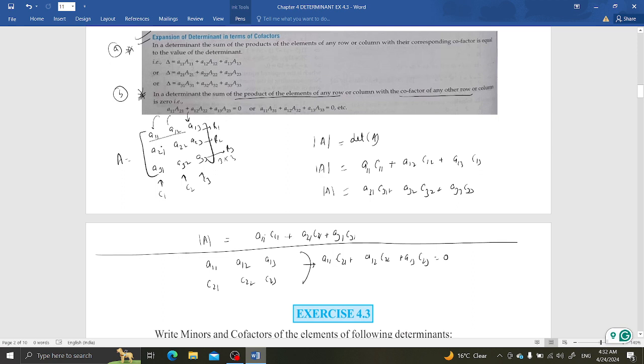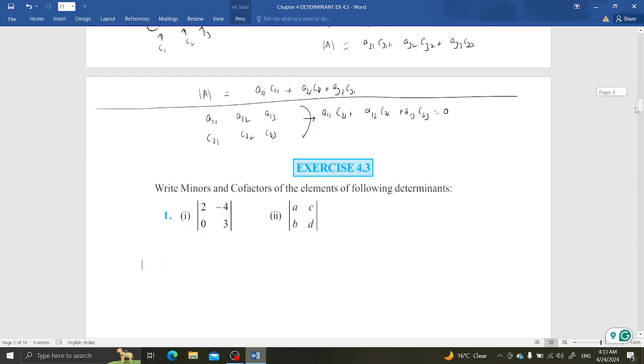But if you are taking the elements of the first row and the cofactors of the second or third row and multiplying like that, then it is guaranteed to be 0 all the time. Or the same thing, if you are taking the elements of the first column and the cofactors of the second column or third column, then it will also give 0. I hope you understand this property. Now move on to the exercise.